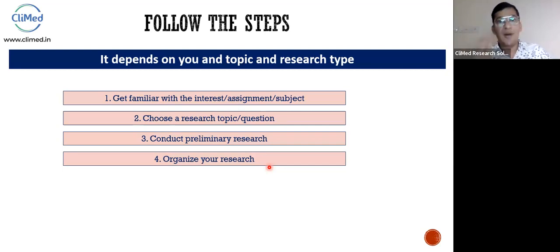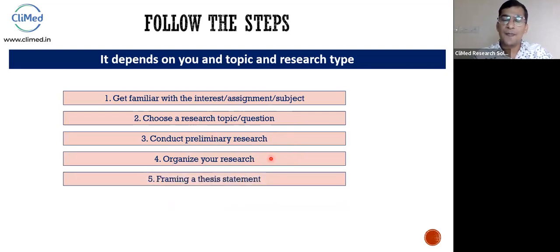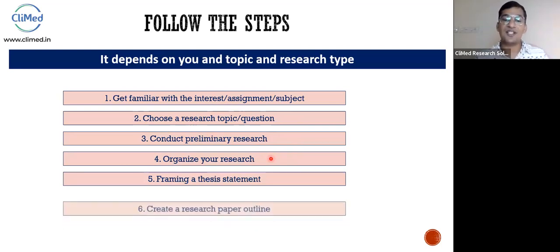Okay, it's there in your mind, everything. I think till now you have set up what you have to write, how you have to write. You got the entire flow chart in your brain, how you have to write the manuscript. Okay, you got your research topic, you conducted the research, you organized the research. That means you know how to write, you have your proper outline. So framing a thesis statement is nothing but now you are defining how exactly you are writing.